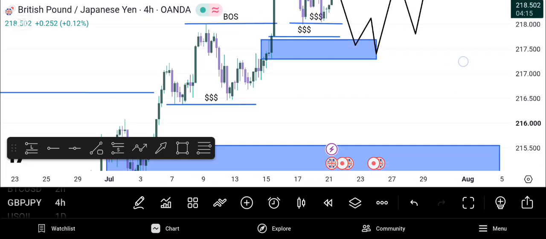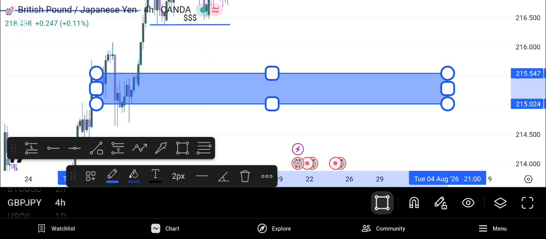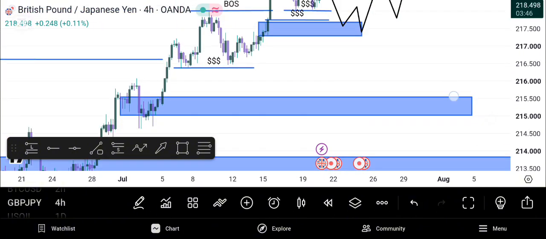But should price break, I'll be looking for my new entry, so 215.547 and 215.024. So this is my analysis on GBPJPY.